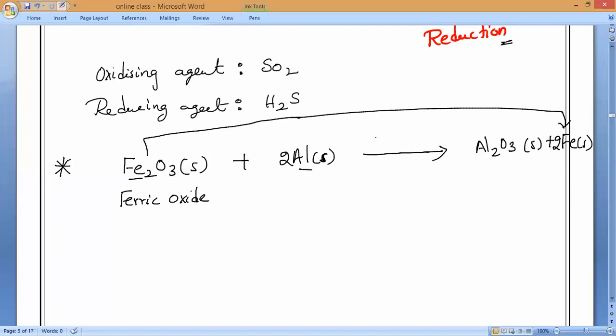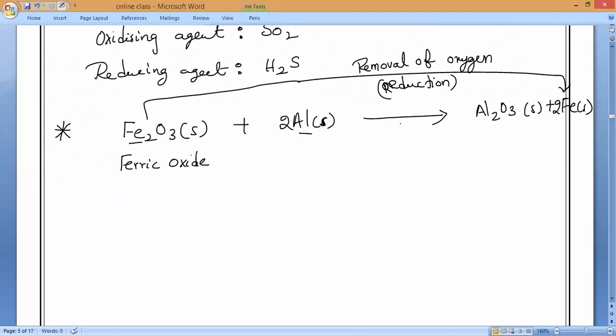Loss of oxygen. Removal of oxygen. Very good. Boys only answering. Removal of oxygen, what is it called? Removal of oxygen is called reduction. Alana, Achudurga, Bahadrani, no response at all from the girl side.